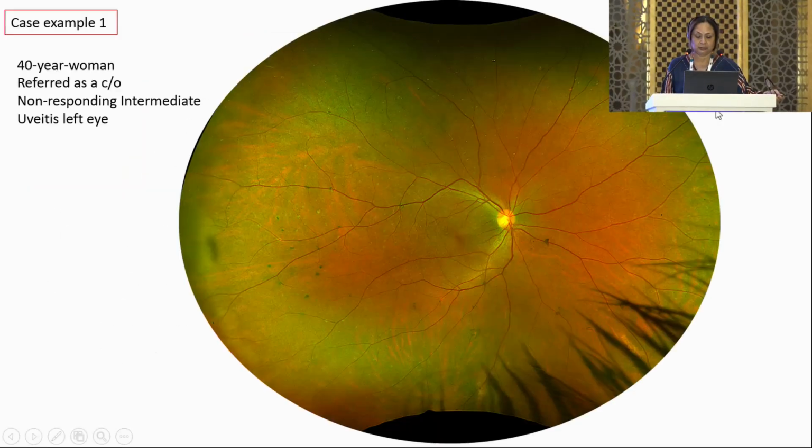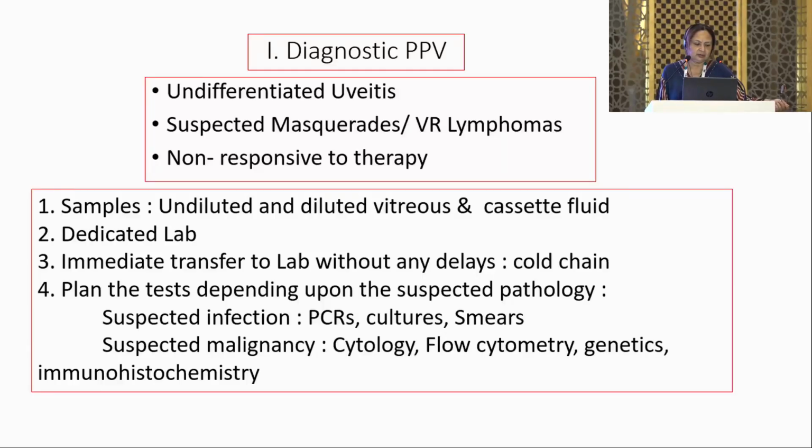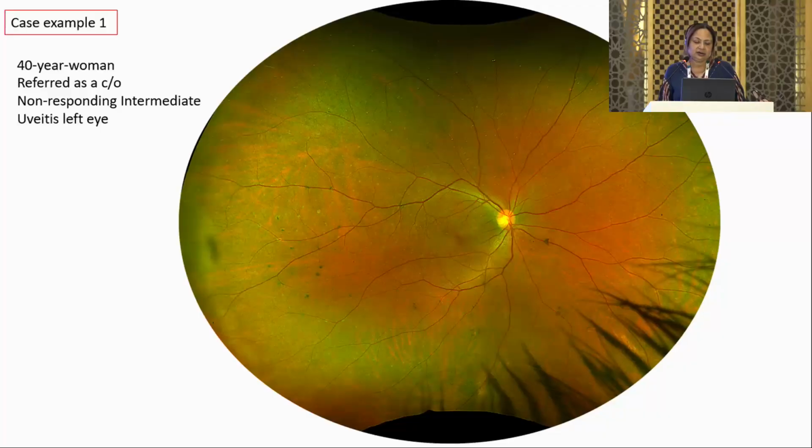Okay, perfect. I will be brief. So when we talk of vitrectomy in uveitis, it could be diagnostic. Diagnostic simply means it is undifferentiated uveitis, or you are suspecting lymphomas or malignancy, or they are not responding to therapy and you just do not know what it is. I'll give you an example.